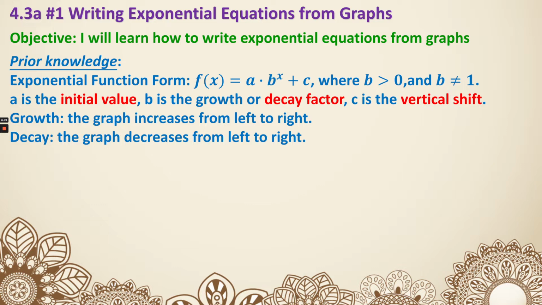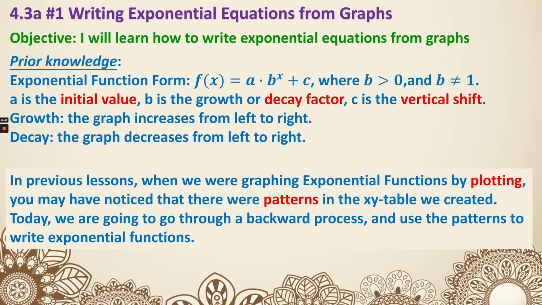And we have also learned the names for each of these numbers. A is called the initial value, B is called the growth or decay factor, and C is called the vertical shift. In the previous lesson, we were graphing these exponential functions by plotting. As you were creating that XY table, you may have noticed there were some patterns in the numbers that we're getting. So today we are going to go through a backward process and use the pattern to write exponential functions.